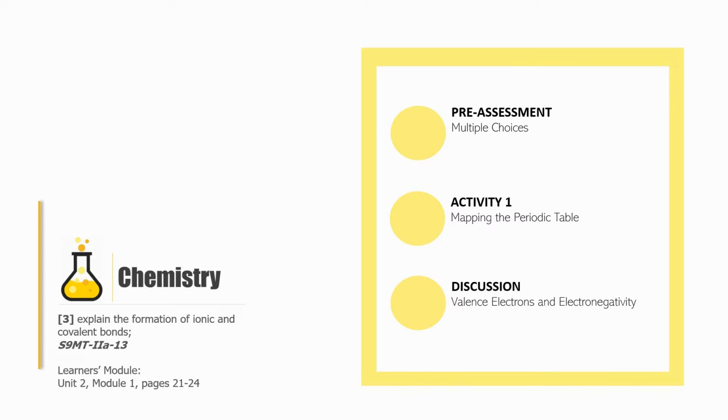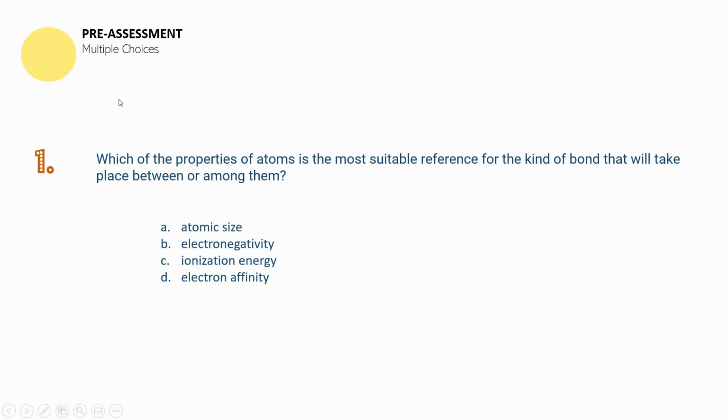The ceremonial reading of the 3 parts of the session. The first part is a pre-assessment on multiple choices. The second part is Activity number 1, mapping the periodic table. And the third part is a discussion on valence electrons and electronegativity. For the pre-assessment, you'll be given multiple choice items. Question number 1, if you're ready, let's begin. I hope that you have your notebook with you or a clean sheet of paper and any writing instrument, perhaps a pen or a pencil will do.